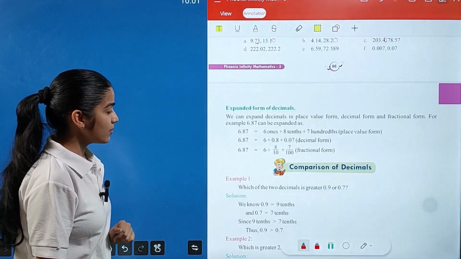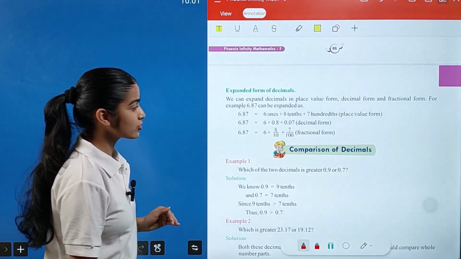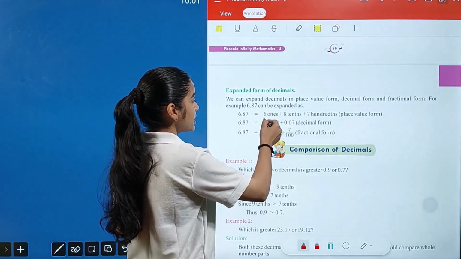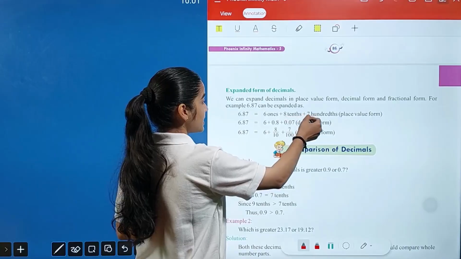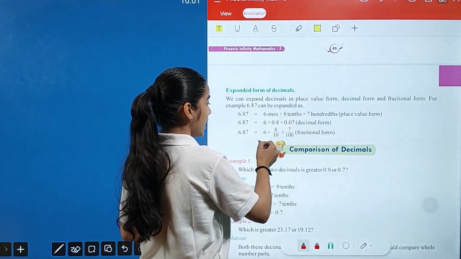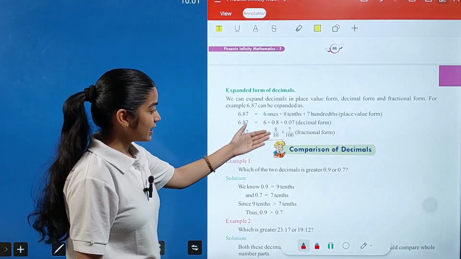Now, expanded form of decimal. We can expand decimals in the place value form, decimal form and fractional form. For example, 6.87 can be expanded as 6 ones plus 8 tenths and 7 hundredths. So 6 plus 0.8 plus 0.07, and further you can write it in fraction form as well: 6 plus 8 by 10 plus 7 by 100.